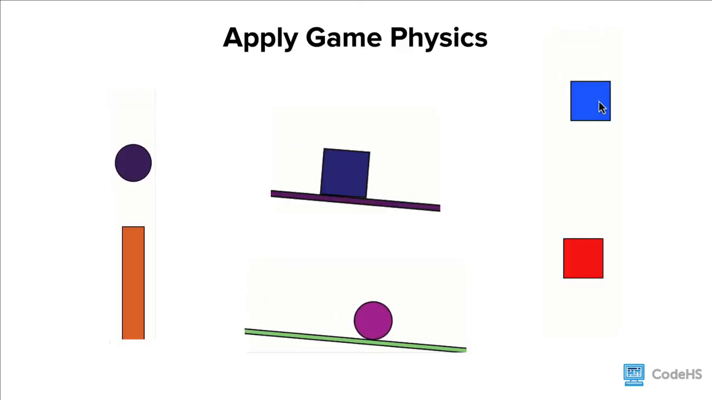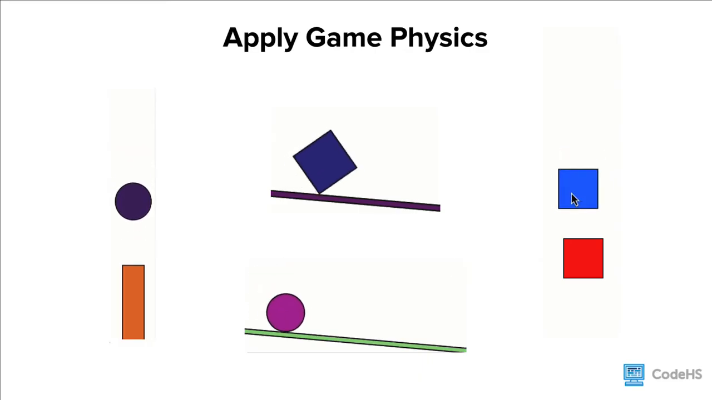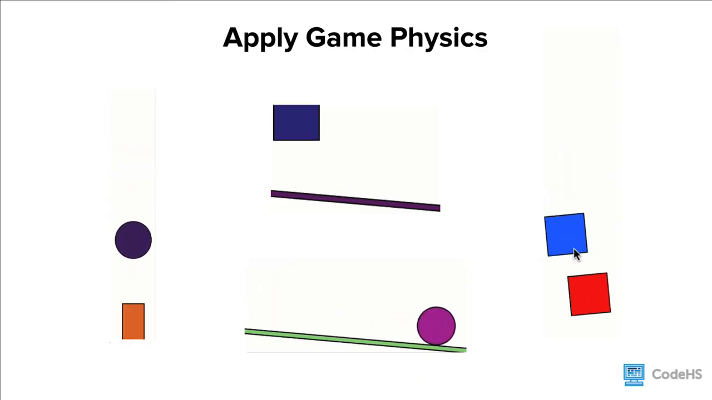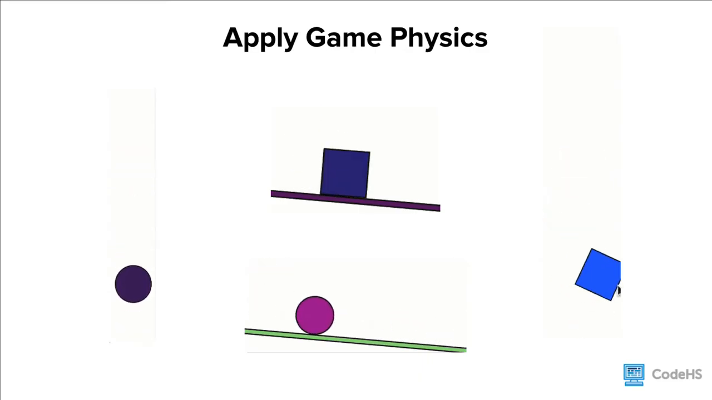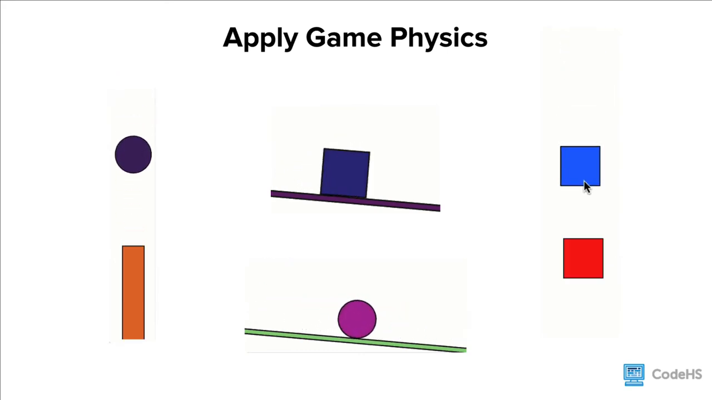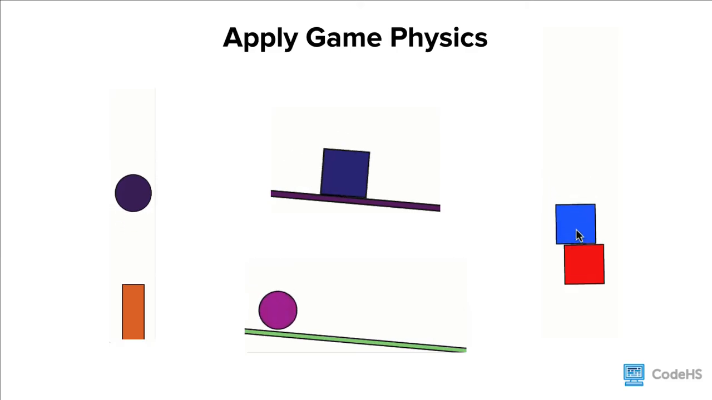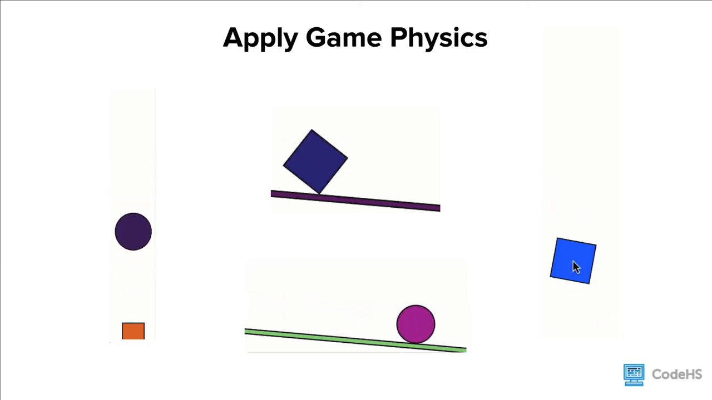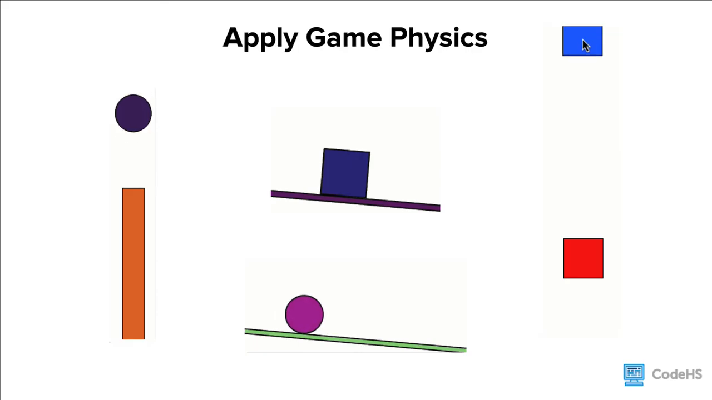p5play allows programmers to easily apply game physics like gravity and collisions in graphical worlds on the screen. The library also lets you easily adjust physical properties like friction, mass, and the bounciness of each object that you create.